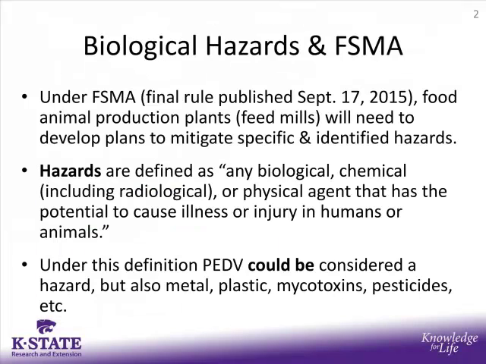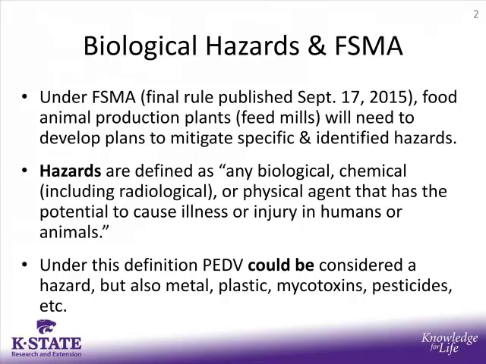And if you haven't already known, the final ruling of the Feed Safety Modernization Act was published last Thursday. And in this act, there's language that states that food animal production plants, which we would know as feed mills, will need to develop plans to mitigate specific and identified hazards. The focus there being on the words specific and identified within the language. But more importantly, they do define hazards as any biological, chemical, or physical agent that has the potential to cause illness or injury in both humans or animals.